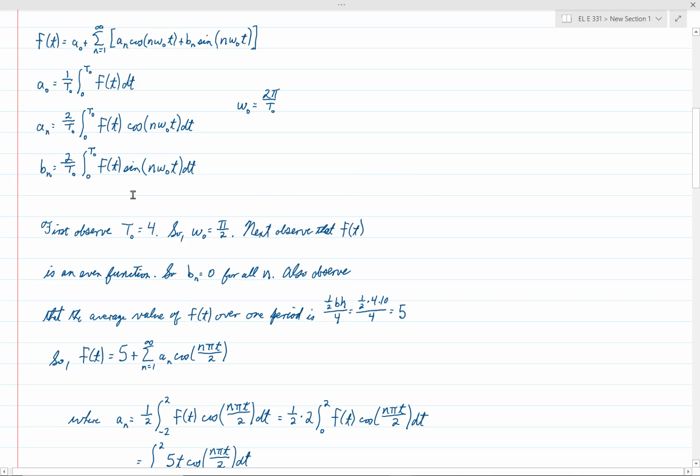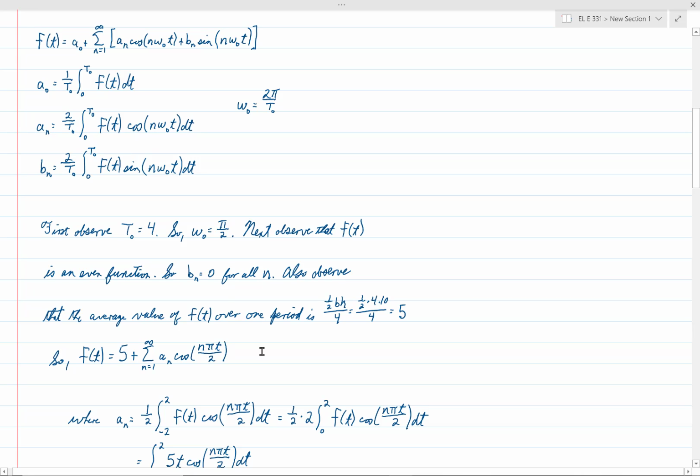So if we now substitute in everything we have found out: a0 is equal to 5, all the bn's are equal to 0, and omega naught is pi over 2, this formula for the Fourier series of f of t becomes this formula down here. Okay, and so now we want to find these an's. We have found out everything that we need in order to complete this problem except for the an's. So let's go ahead and finish this.